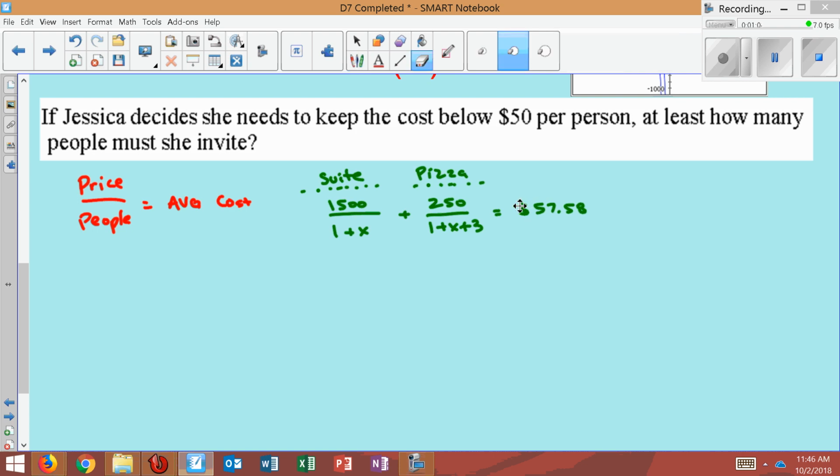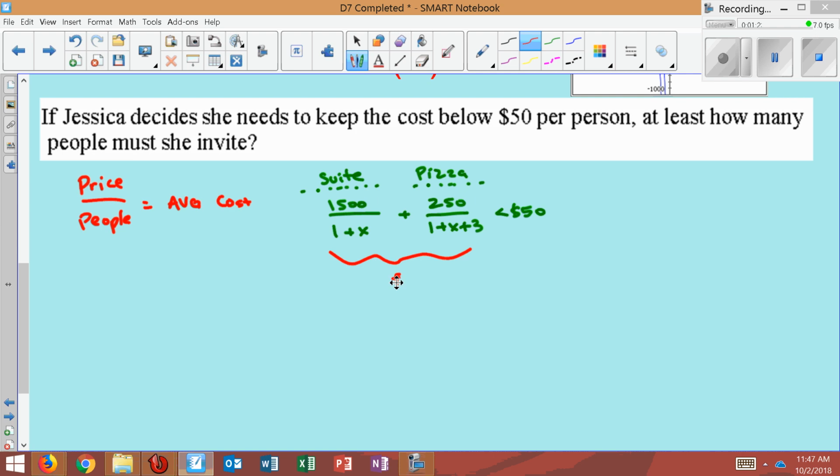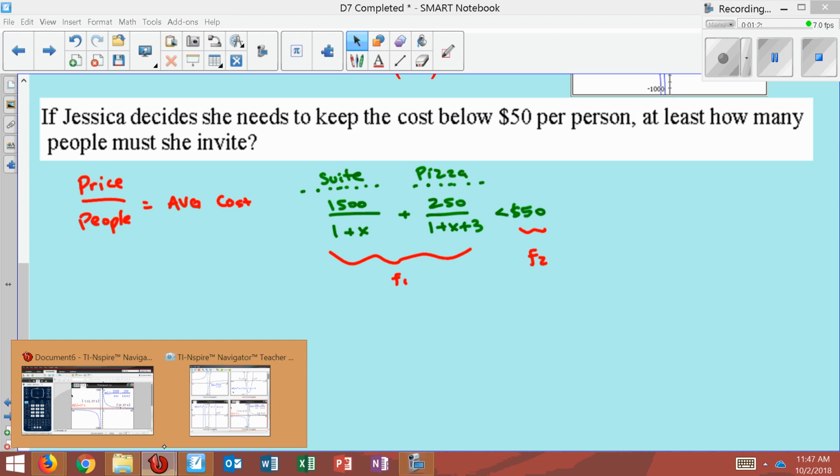Well, now we want to keep this below $50. So I'm saying it's less than or equal to 50. So how could I solve this? I want this equation to be less than 50. Now, if you remember, on the previous problem I wrote all this as my first equation, and I put this in as F2. So I'm going to go back and change the F2 to a 50.